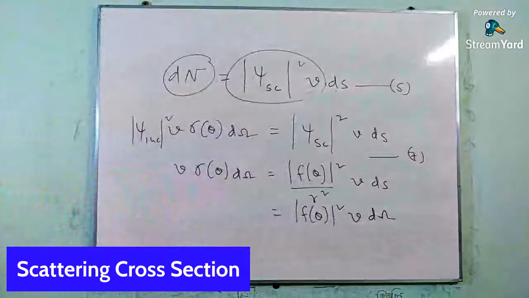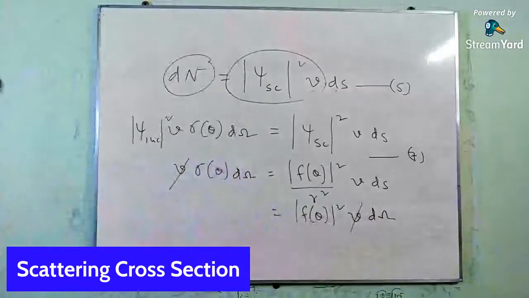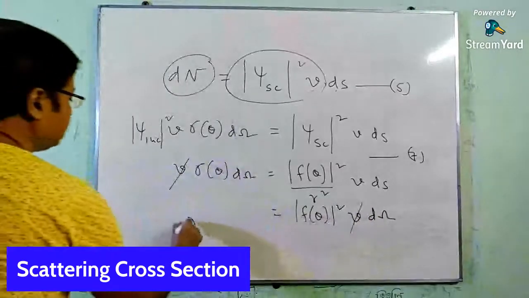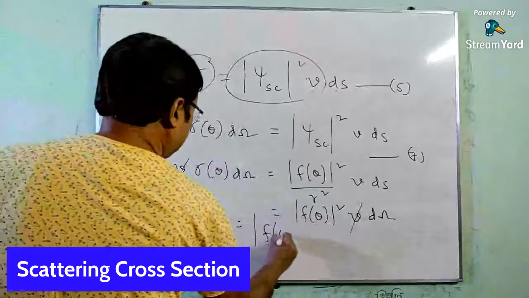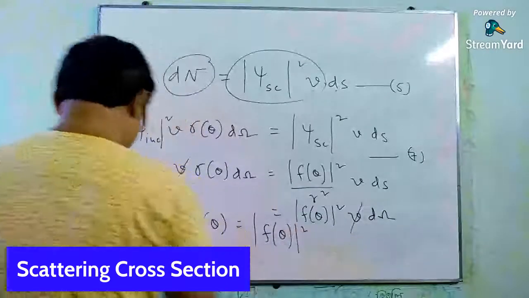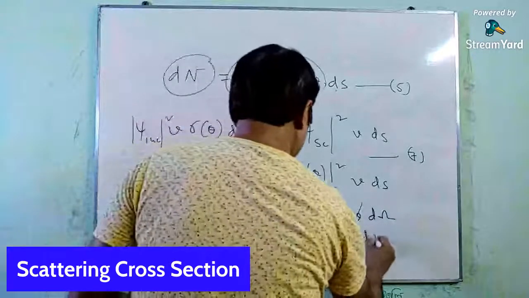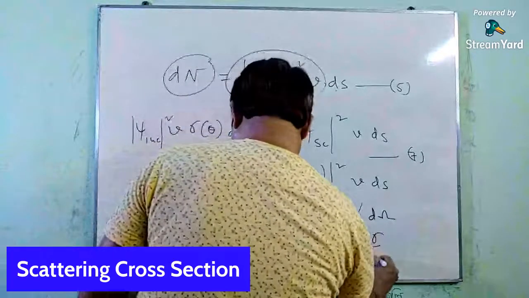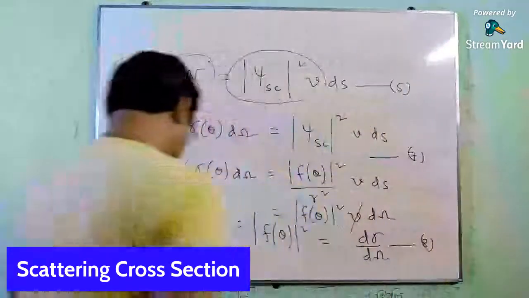Okay, so we can cancel v from both sides, and we have sigma(theta) equals |f(theta)|^2, which equals d sigma by d omega. Let it be equation 8.